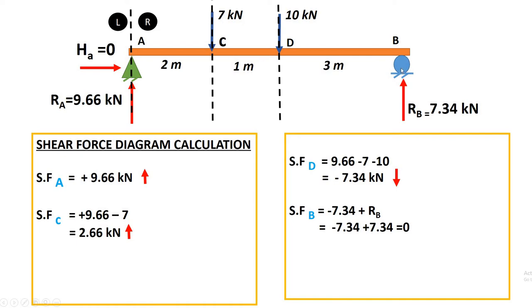Now shear force at B. Again, considering the entire left part, meaning the entire beam AB, right? So up till this we have already calculated, and up till point D our value is minus 7.34, right? So up till D we have minus 7.34 plus this reaction, that is RB, and again it is plus 7.34. So shear at B is equal to 0, right?